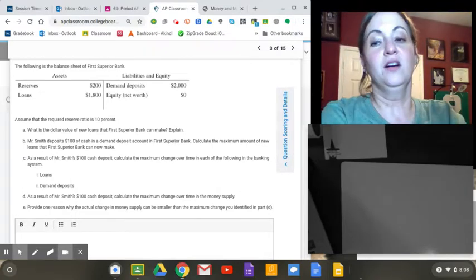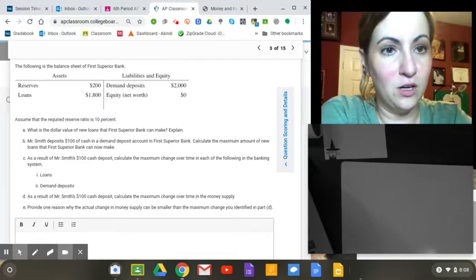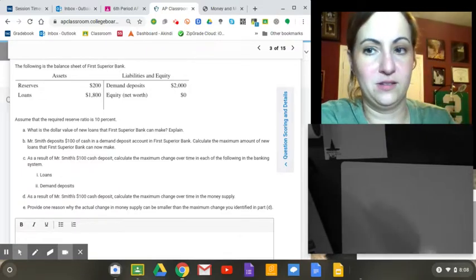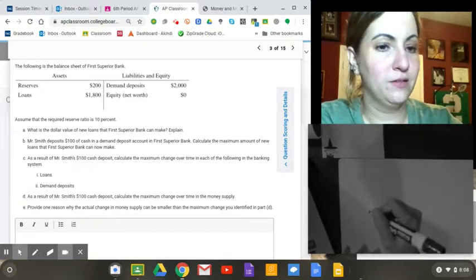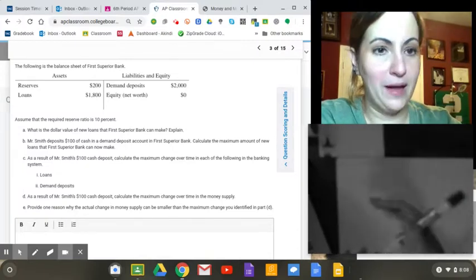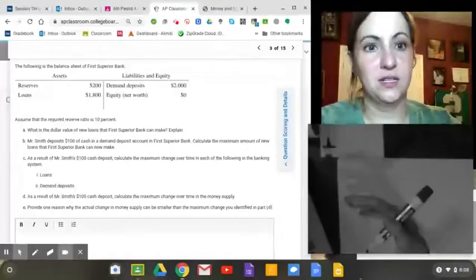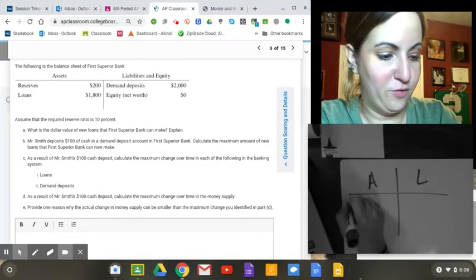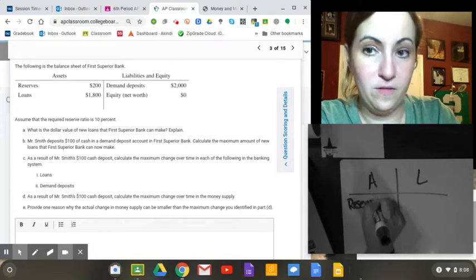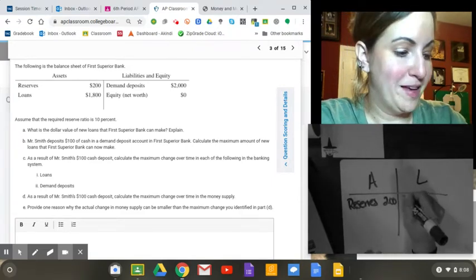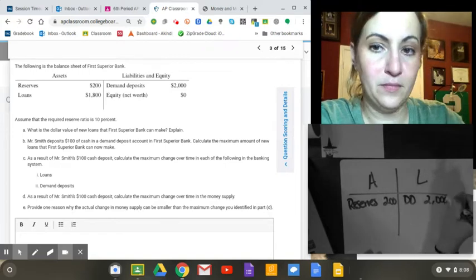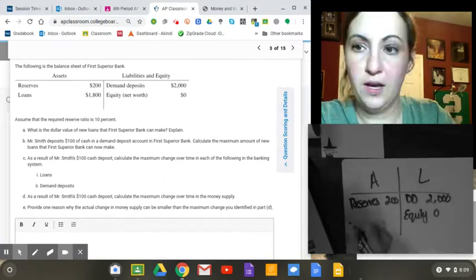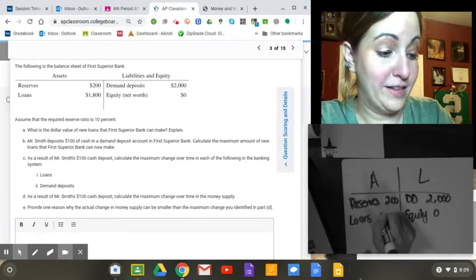Okay. So here's the thing. The first question starts off, it's not a trick question, but it's definitely a question that's not going to set you up for success. So I'm someone that I have to write on my bank balance sheet. I can't just see it. So I'm going to write it over again. Assets, liabilities. We have reserves, which is 200. The demand deposits are 2,000. Equity is 0, and the loans are 1,800.